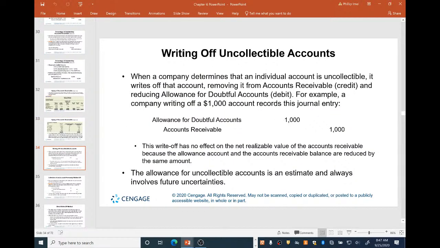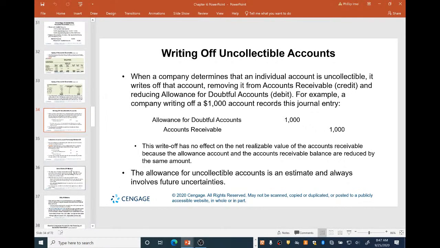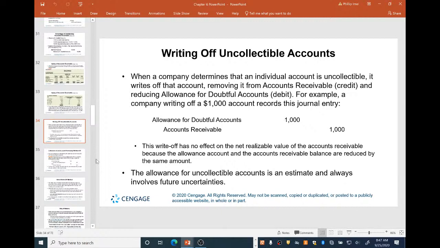Okay, writing off uncollectible accounts. We'll stop at not this slide, but the next one. So writing off uncollectible accounts. When a company determines that an individual account is uncollectible, it writes that account off, right? So removing it from accounts receivable, credit, and reducing allowance for doubtful accounts, debit. For example, a company writing off a $1,000 account records this journal entry. So now we debit the allowance for doubtful accounts, and then we credit accounts receivable.